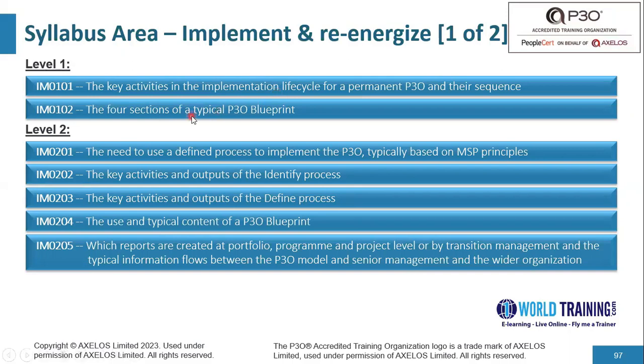And the second component under level 1 syllabus is to understand the 4 sections of a typical P3O blueprint. In other words, when we create a target operating model or a blueprint for a P3O model, what are the key components? What are the 4 key components that we need to look into when we create a blueprint document is what we're going to look into.